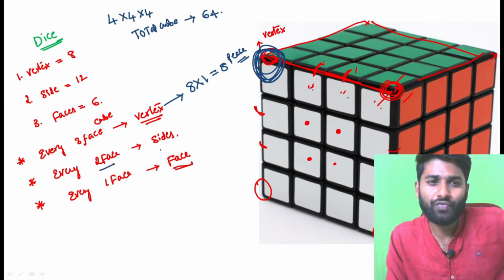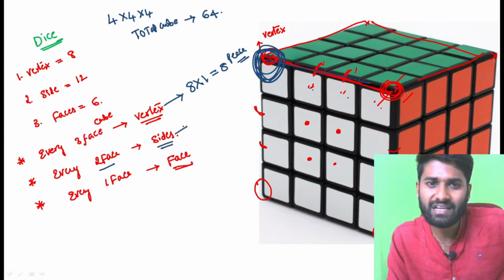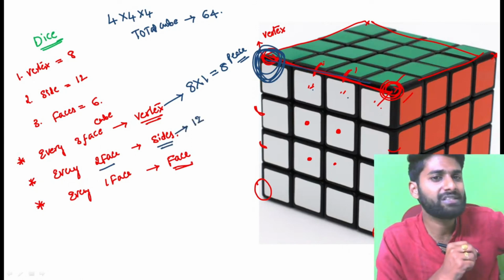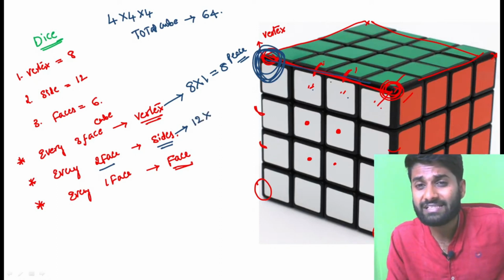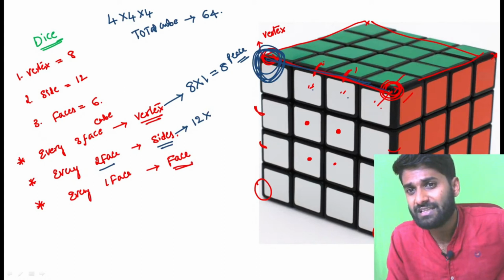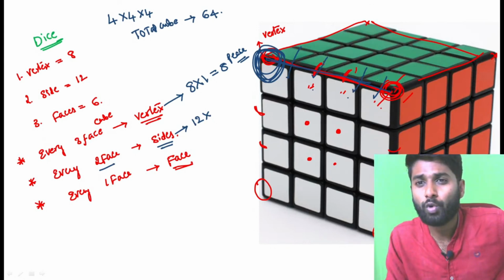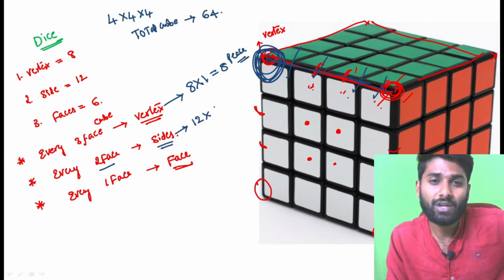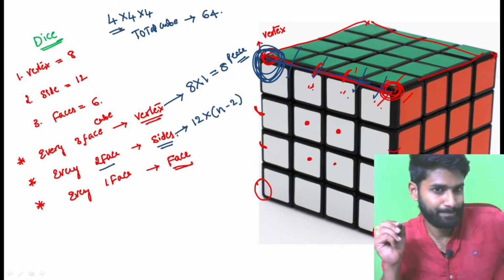Now we want the two faces. Two faces are available at a side. How many sides are there, guys? 12 sides. If we look at these sides, we can count 4 pieces, but we can't consider those 4 pieces as two faces. Why? Because out of 4, we have 2 three-face and 2 two-face pieces. That's why the total count you can consider is 12 into n minus 2. Here n is defined as the given matrix.